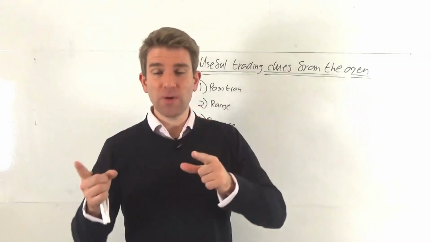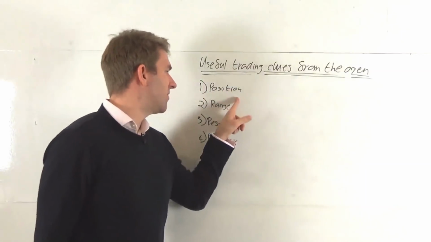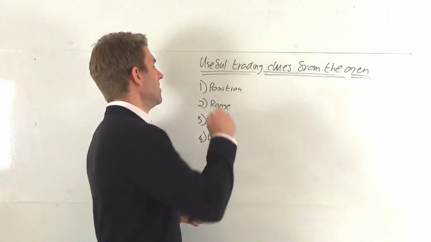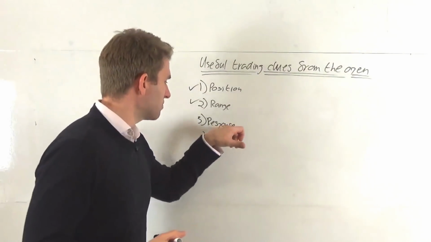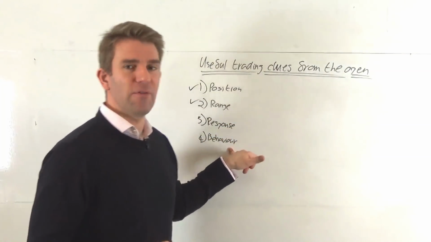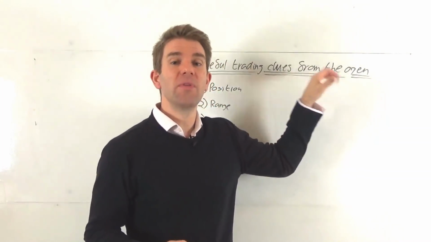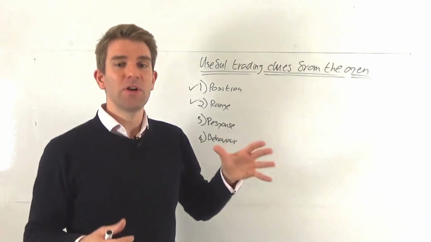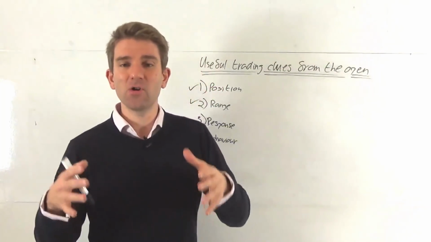If you've just come here and you haven't seen part 1, go and check out part 1 where we talk about the position of the open and the range of the open. In this video, part 2, we are going to look at the response of the open and the behavior of the open. These are useful trading clues from the open that we can decipher and use as mounting evidence to either confirm or negate our trading hypothesis.